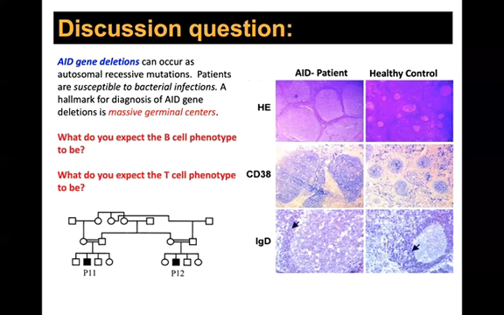So the question is, in patients who have deletions in AID, right, activation-induced deaminase, you can get this in autosomal recessive mutations, meaning you have to have two copies of the bad version of the gene. And those patients are susceptible to bacterial infections. And when you look at their lymph nodes, they have massive germinal centers. They're extremely large germinal centers. And the question is why? What do you expect the B cell phenotype to be? And what do you expect the T cell phenotype to be?